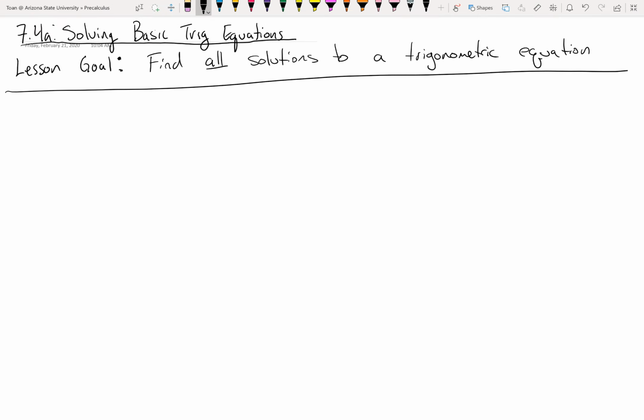So 7.4 will be about solving basic trig equations, emphasis on the word basic. I just want to start off small today, and then eventually we'll graduate up to the more interesting equations.